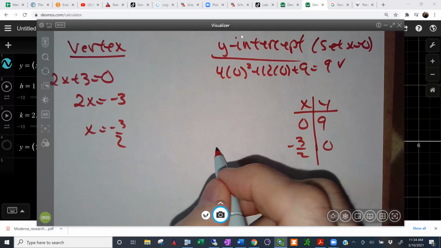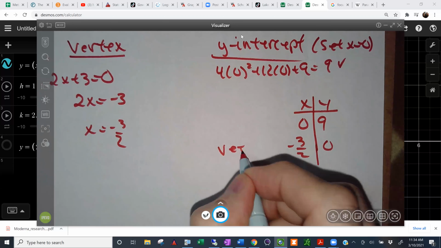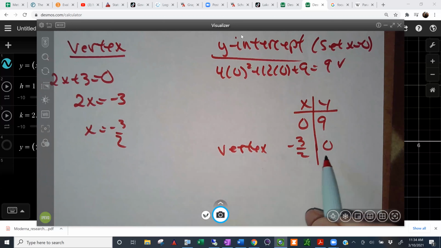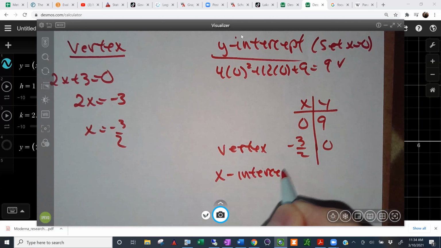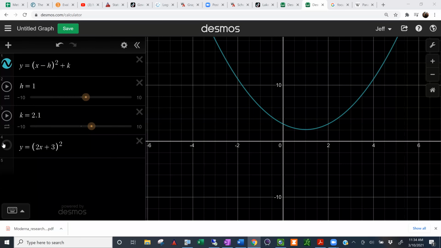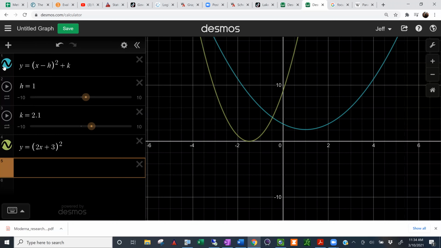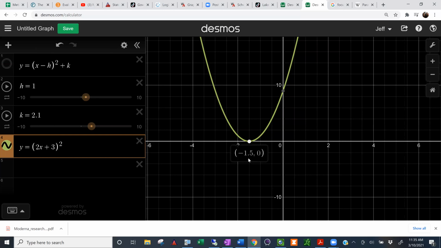This one is your vertex, and it's your x-intercept. We can see that if we look at the graph. Let me switch over to the graph here. Let's shut this other one off. So you can see exactly the points we were talking about. There's -1.5 or -3/2 and 0 and 9. Those are the only 2 easy points you're going to get off this graph.